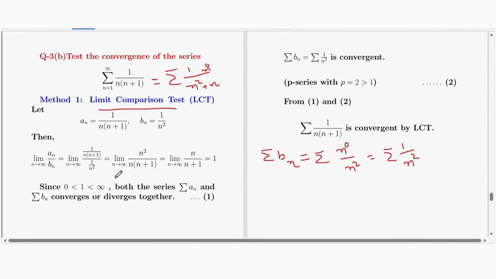So limit n tends to infinity, here do the cross multiplication. So n square is in numerator and n plus 1. Okay. So now 1 n is cancel out. These n square, 1 n is cancel out. So we have n upon n plus 1.